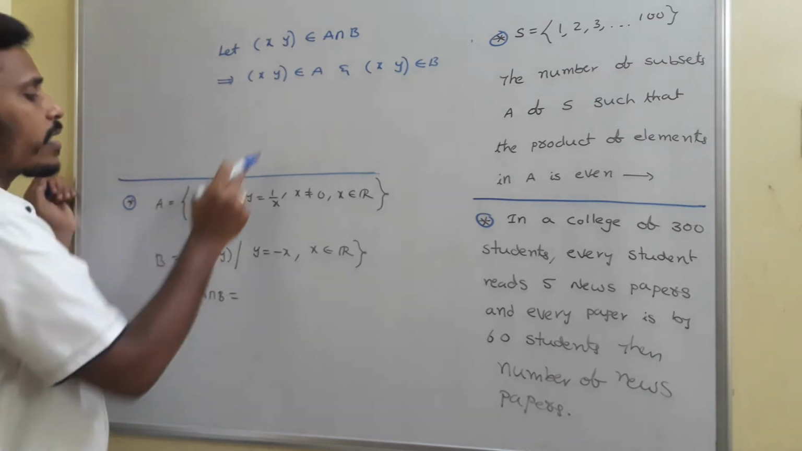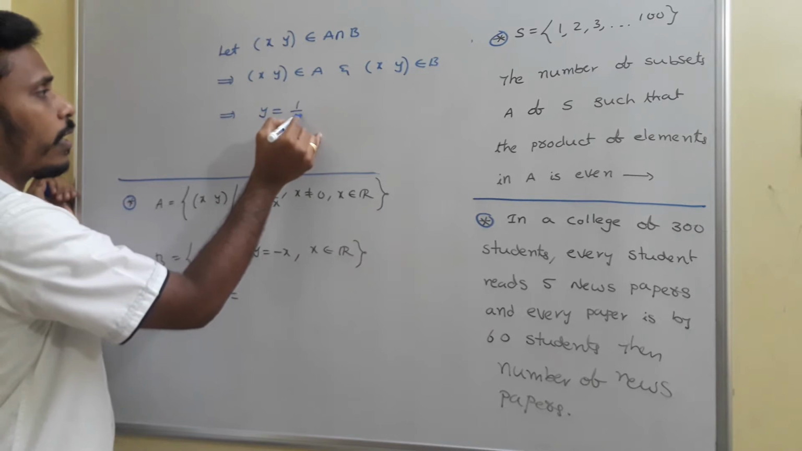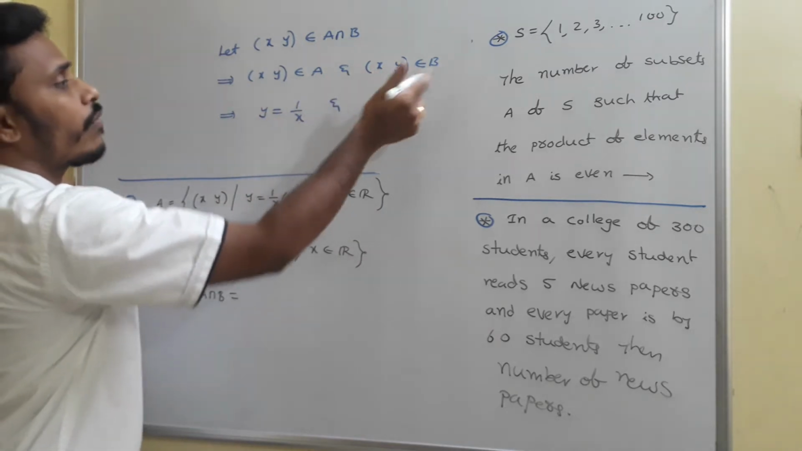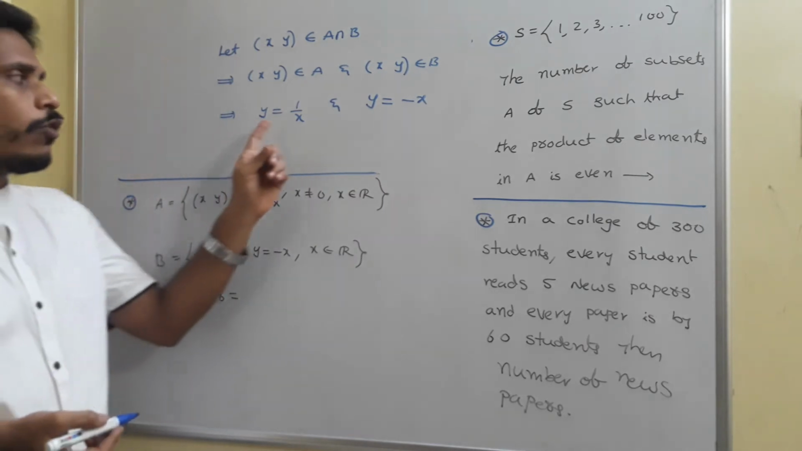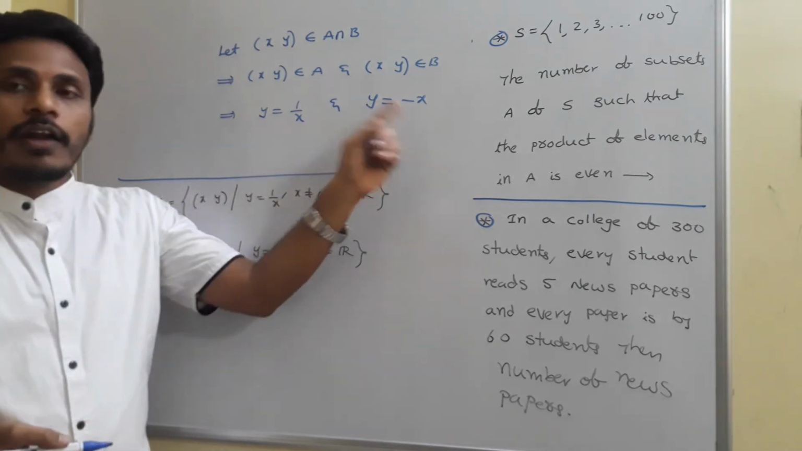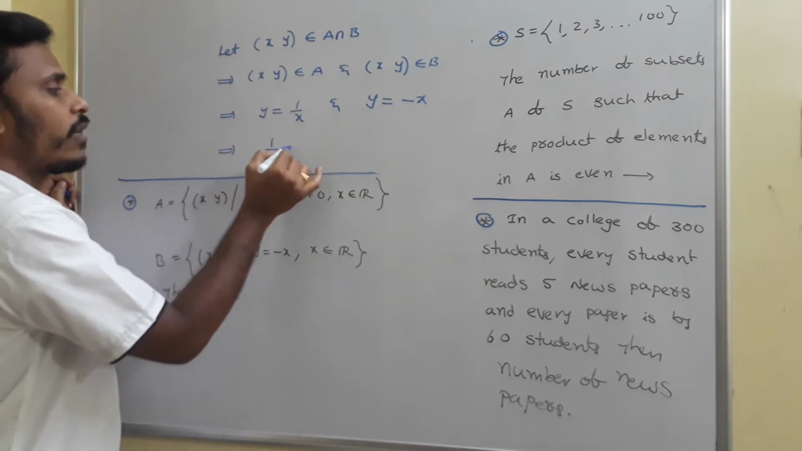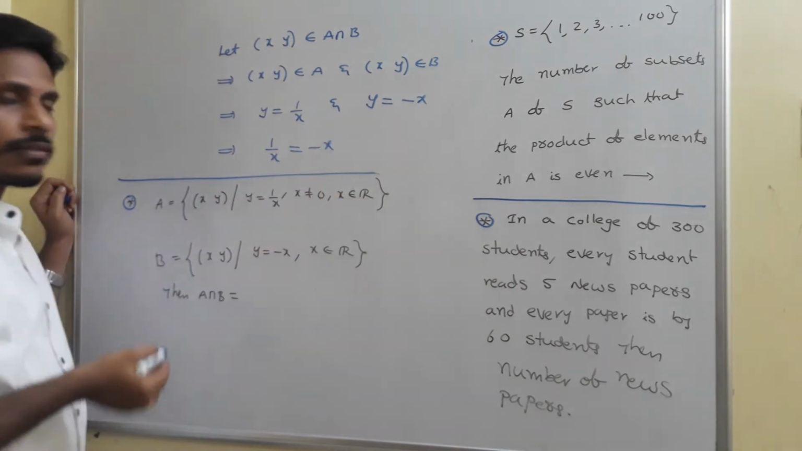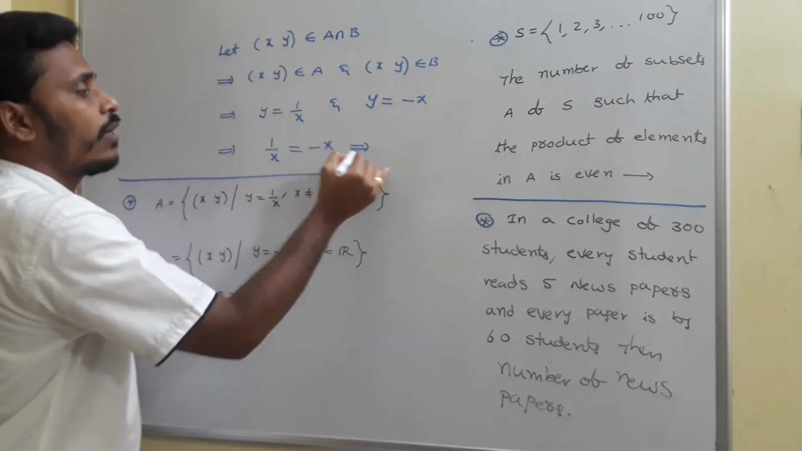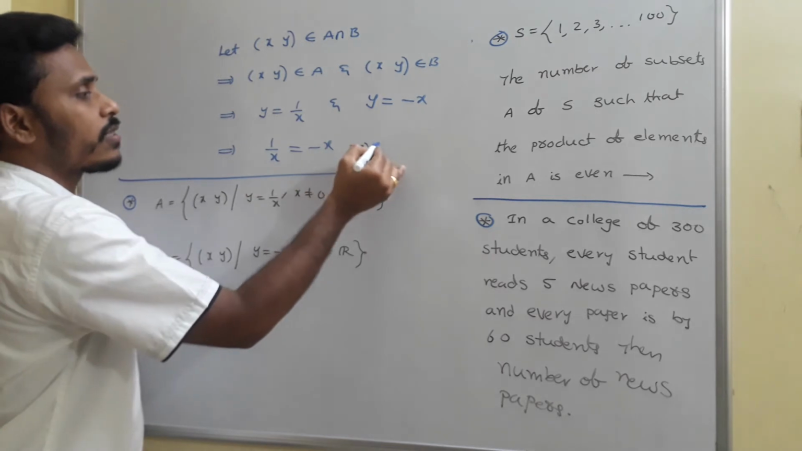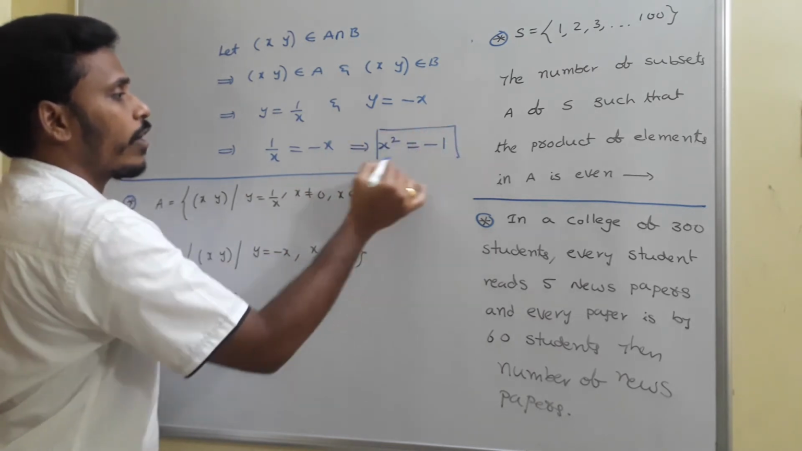See, x comma y is an element of the first set A, so from there it is clear that y is equal to 1 by x. Whereas since x comma y is an element of B, y is equal to minus x. So if you observe, from here y is equal to 1 by x and from there y is equal to minus x. So if both are y, that's why 1 by x is equal to minus x. And since 1 by x is equal to minus x, if you simplify, multiplying x on both sides and moving the minus to that side, you will get that x square is equal to minus 1. Just try to analyze it.